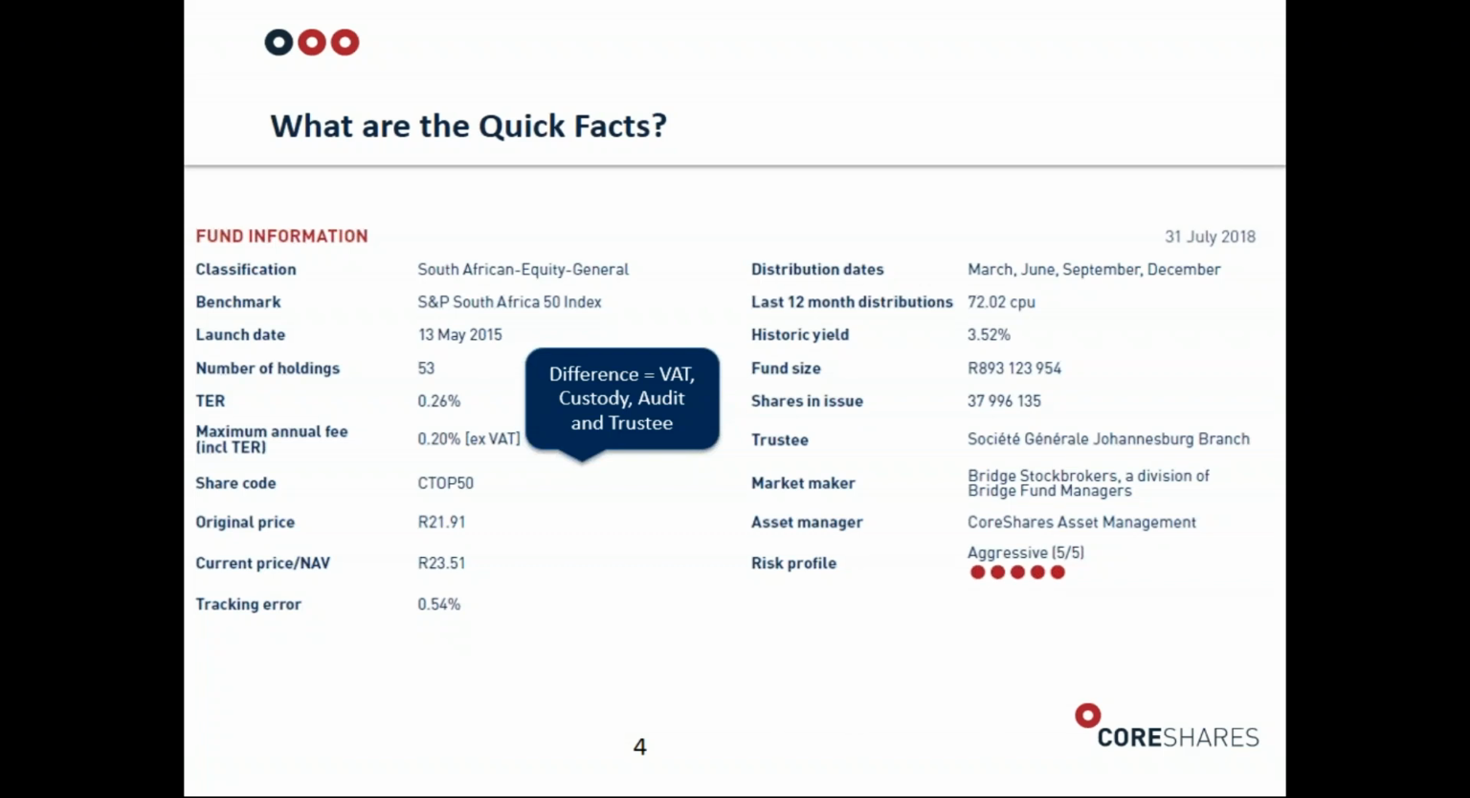So the custodian is the person who safeguards your assets, the shares. They actually hold the shares on your behalf, and they charge a fee for that. The audit fee: every year we must have an audit firm come and audit these portfolios to make sure that what we're telling you as an investor is actually what's happening in the portfolio. So our auditors are Deloitte, our custodians are Societe Generale, which is a big French bank, one of the biggest banks in the world, and then the trustee fee.